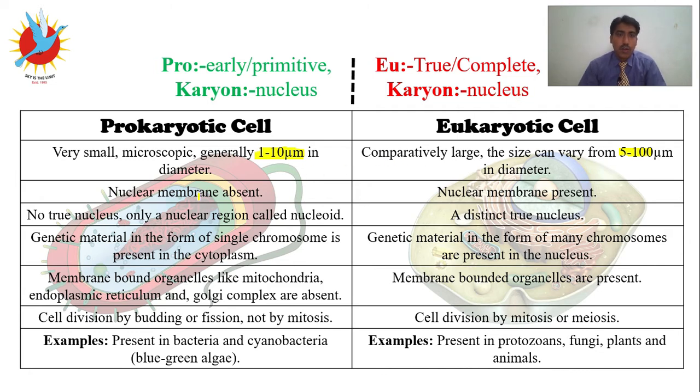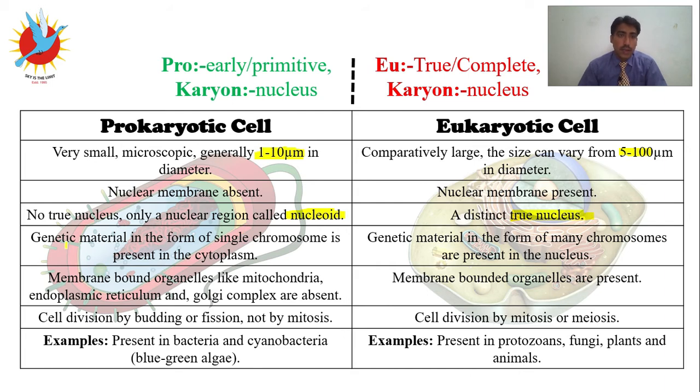Next difference: nuclear membrane is absent in prokaryotic cells, while inside the eukaryotic cell the nuclear membrane is present. Why is the nuclear membrane absent in the prokaryotic cell? Because no true nucleus is found. Only a nuclear region called the nucleoid is present, but a true nucleus is absent. In the eukaryotic cell, a distinct true nucleus is present. All the genetic material remains inside the nucleus.